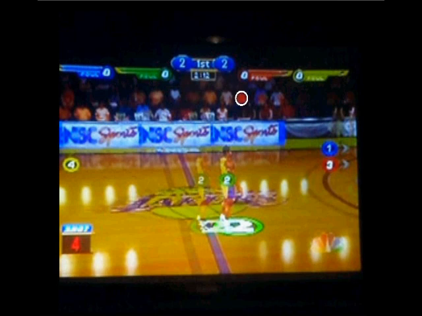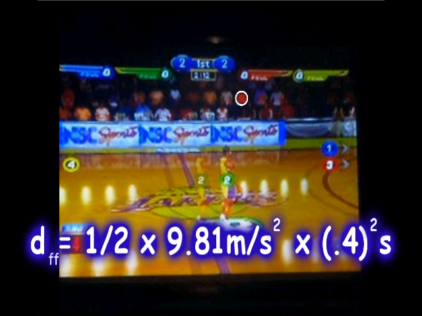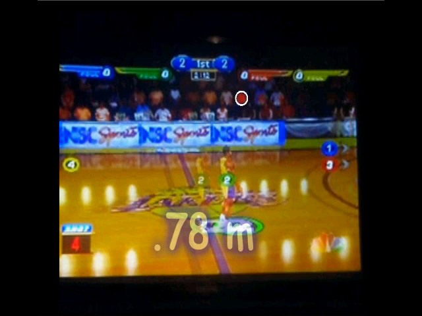Alright, so that pass was in the air for a total elapsed time of 0.8 seconds. But we're going to focus on the maximum height of the ball, and that was at the halfway point, so all we care about is 0.4 seconds. To find the height, we're going to use the distance free fall equation, which is 1/2 times 9.81 meters per second squared times 0.4 seconds squared. And when we punched that into the calculator, it came out as 0.78 meters. So at the height of its path, it was 0.78 meters higher than when it started.